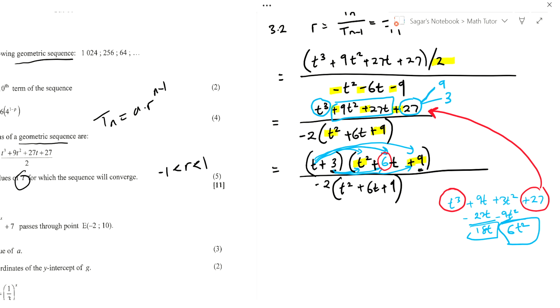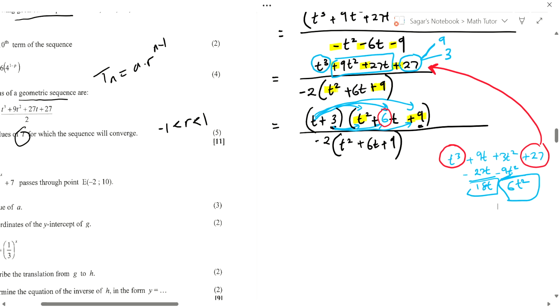We have that there. Now, we can solve this immediately with the calculator, but I just wanted to show you the trial and error process, or solution, to do it manually. And now we can see these terms are equal and they cancel off. So we're left with t plus 3 all over minus 2.